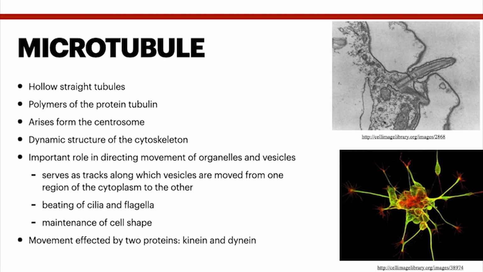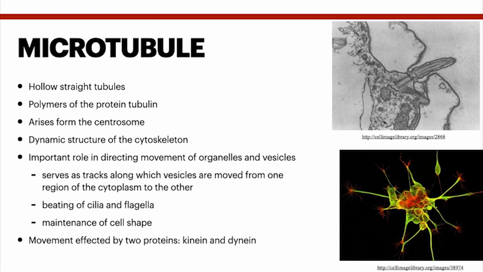Microtubules are straight hollow tubules 25 nanometers in diameter with a wall 9 nanometers thick. They are polymers of the circularly arranged protein tubulin. Microtubule formation is usually initiated at the centrosome. The lengthening microtubules radiate outward from the centrosome towards the cell surface.